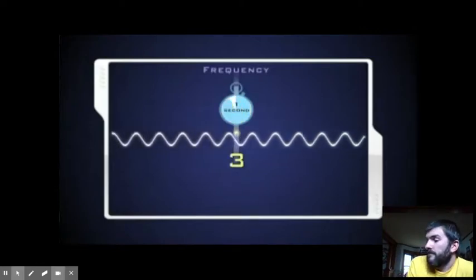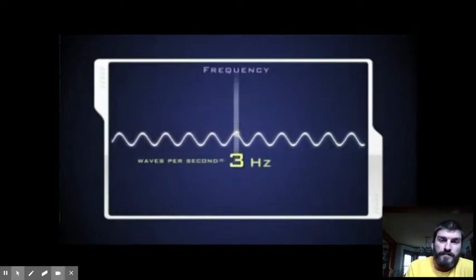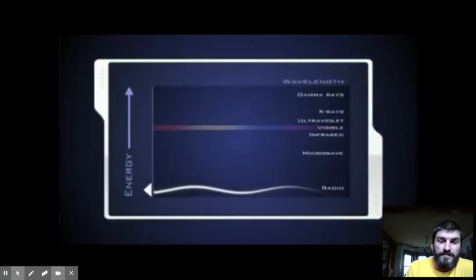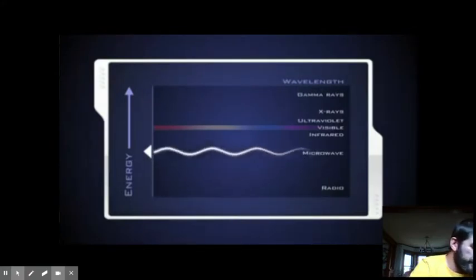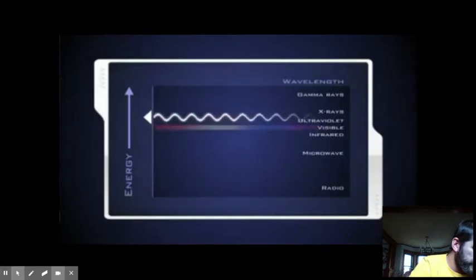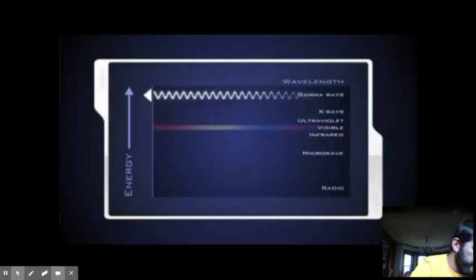One wave, or cycle, per second is called a hertz. Long EM waves, such as radio waves, have the lowest frequency and carry less energy. Adding energy increases the frequency of the wave and makes the wavelength shorter. Gamma rays are the shortest, highest energy waves in the spectrum.